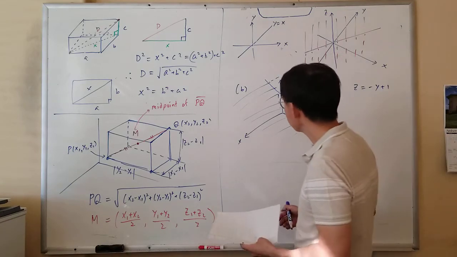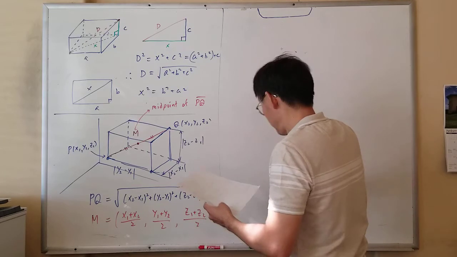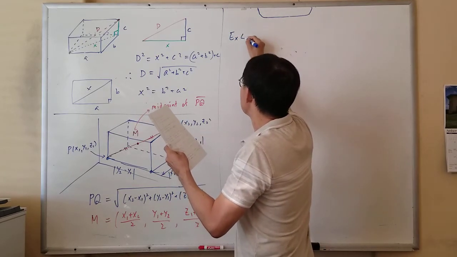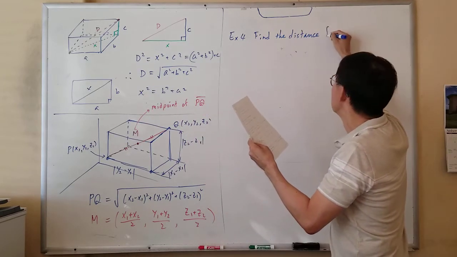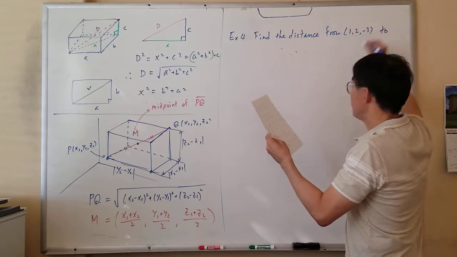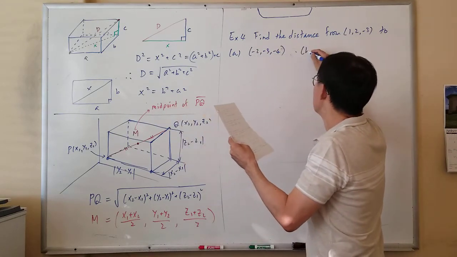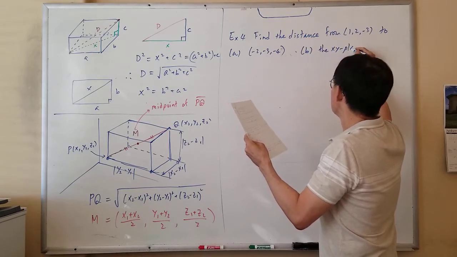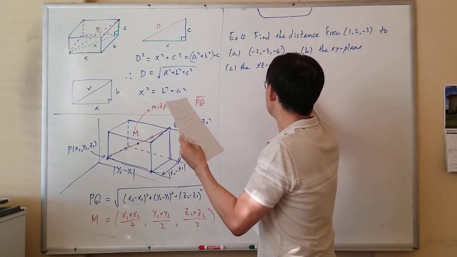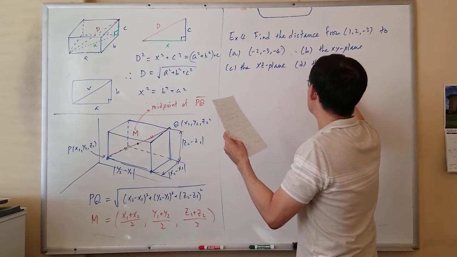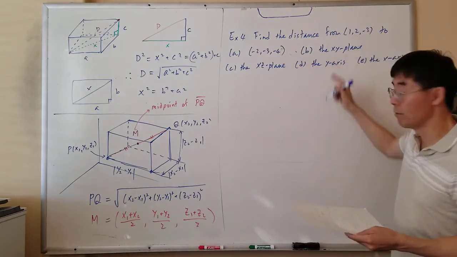So next up, example 4. Find the distance from the point (1, 2, -3) to the following: A, the point (-2, -3, -4); B, the xy plane; C, the xz plane; D, the y-axis; E, the x-axis. Distance from here to each of those. Okay?